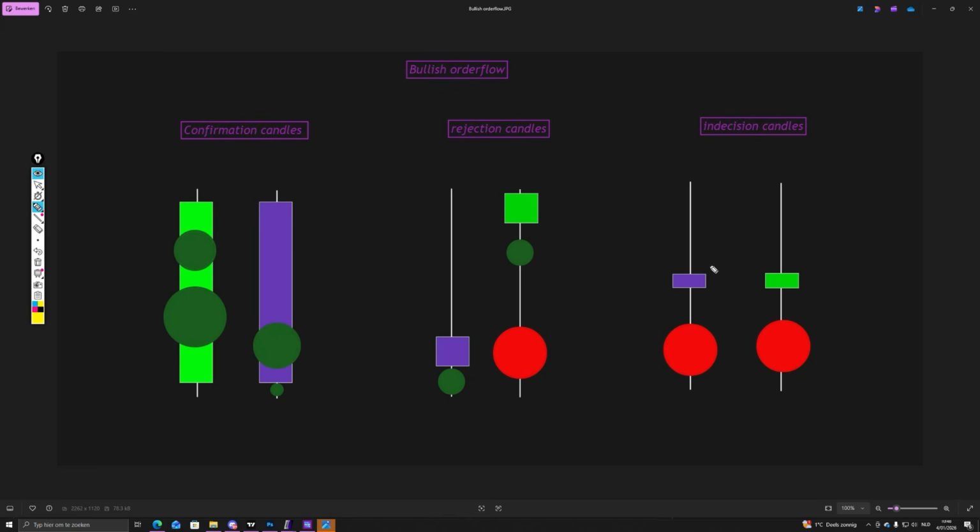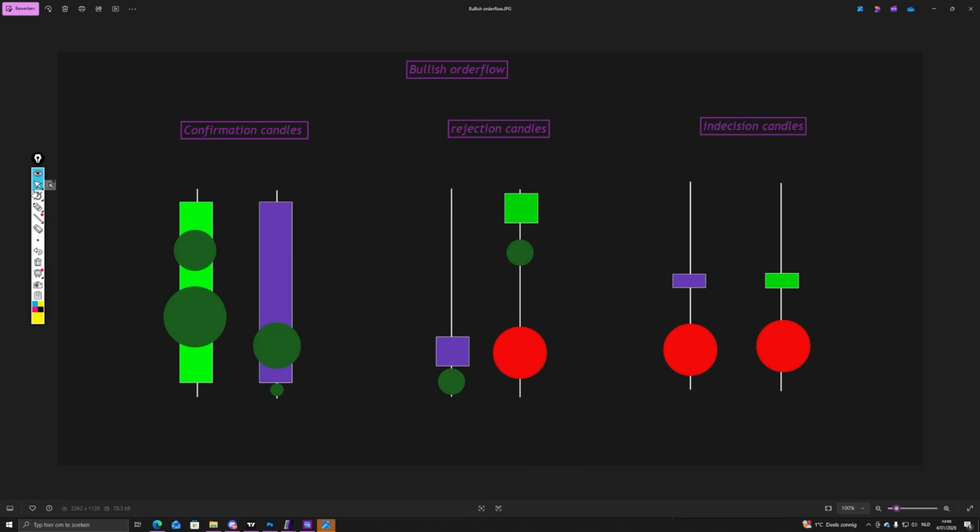And then again, same thing for the dojis or the indecision candles. We try to sell off on the bottom with heavy selling, and even without heavy buying stepping in, we can basically confirm there's a passive buyer holding the market up and buying it up. And the same for the bullish candle. The color in these dojis, they're basically not relevant.